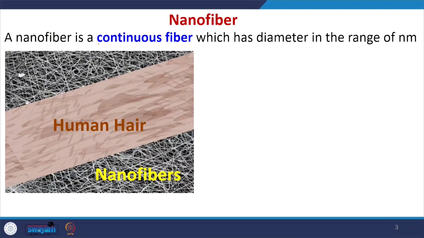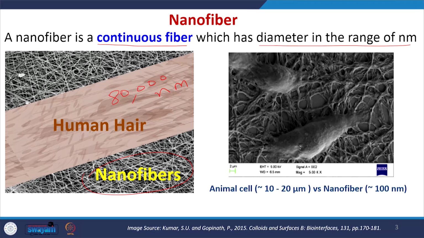Let us see what is nanofiber. A nanofiber is a continuous fiber which has diameter in the range of nanometer. To give a broad idea about the scale difference, when we compare this human hair, which is 80,000 nanometer, we can see how small the nanofibers are. We can also understand the scale difference by comparing the animal cell versus nanofiber. You can see here the size of the cell is in the range of 10 to 20 micrometer when compared to the nanofiber, which is 100 nanometer.